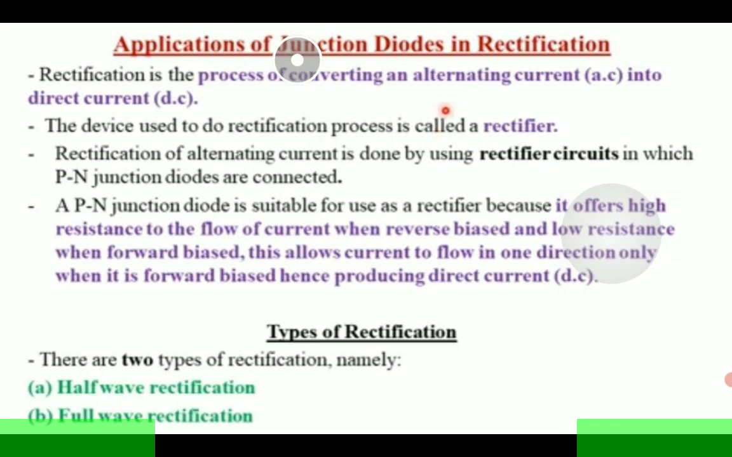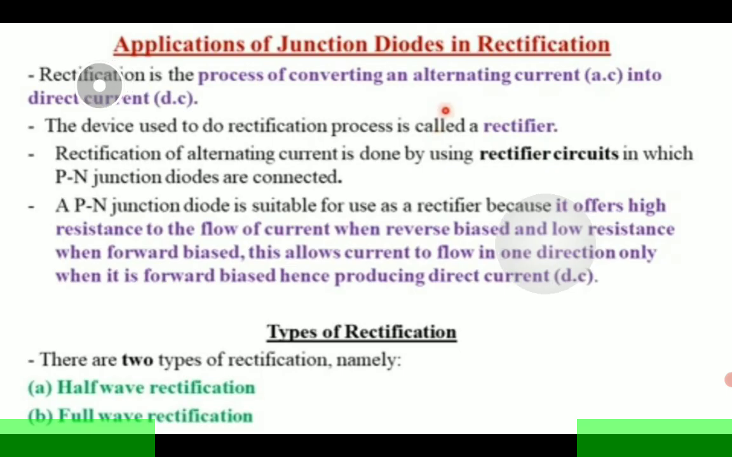If it is reversed, such that the N part of the diode is connected to the positive terminal of the battery, and the P part is connected to the negative part of the battery, then it is not going to conduct. It is said to offer very high resistance to the flow of current, such that it will not conduct. Right, so that behavior of a PN junction diode is used in what we call rectification.